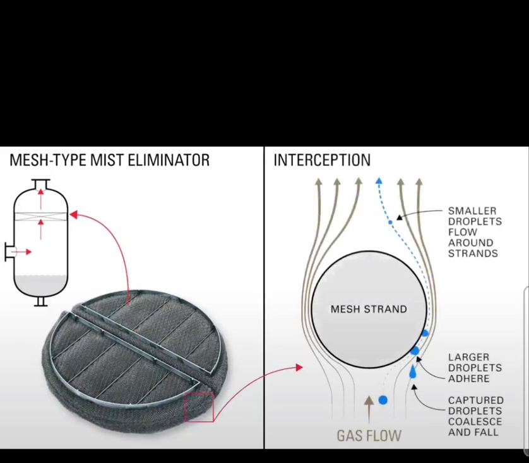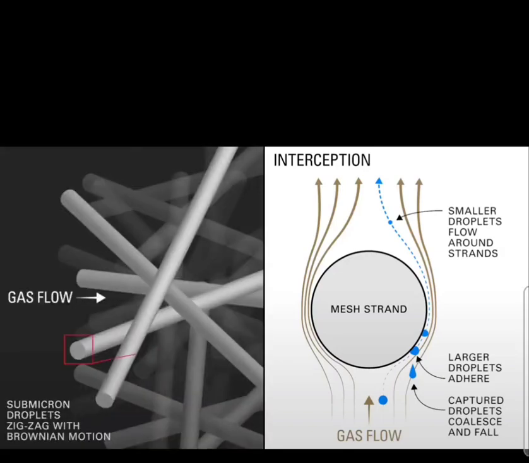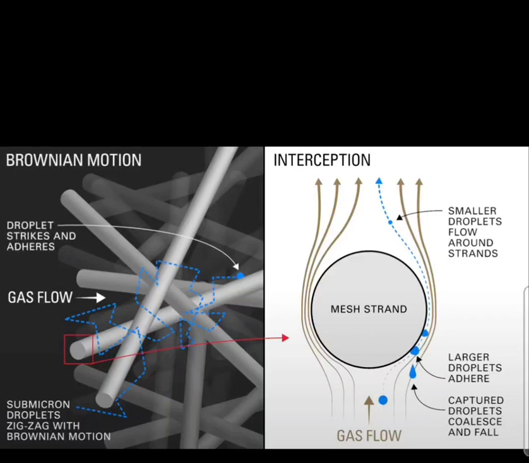Gas must flow around each strand of mesh, and when mist droplets strike the filaments, they adhere and coalesce to form droplets large enough to fall. Submicron droplets are forced to zigzag through the close-packed fibers with Brownian motion and will eventually strike, adhere, coalesce, and drain.